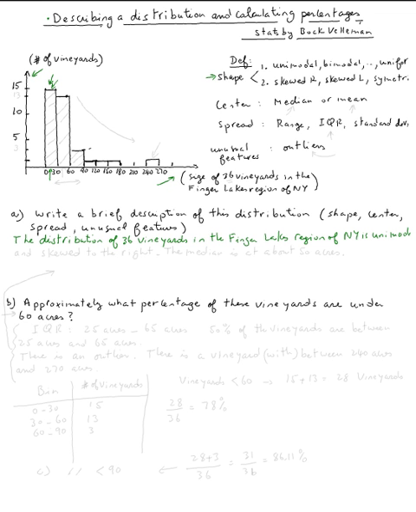What else? Is it skewed to the right, skewed to the left, or symmetric? We can tell it's skewed to the right. It's going that way towards the tail, the right tail. So it's pulled towards the right tail. So we say it is unimodal and skewed to the right.